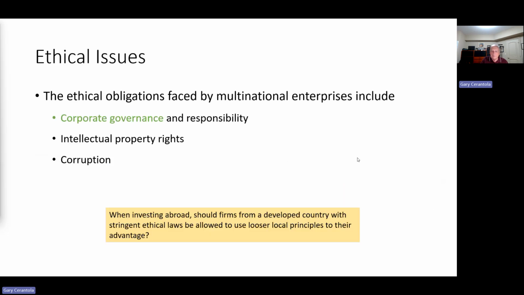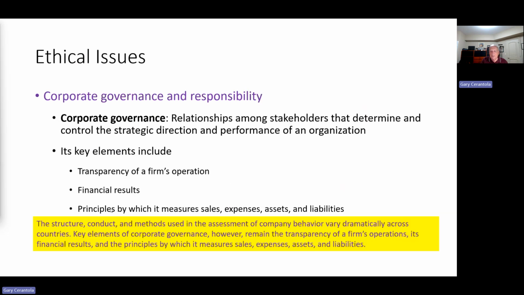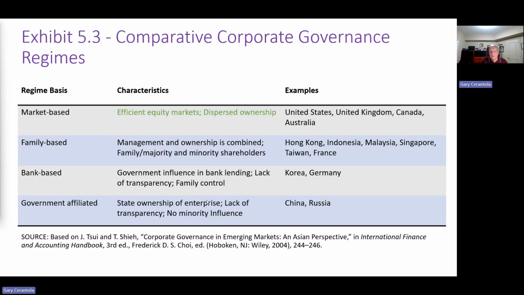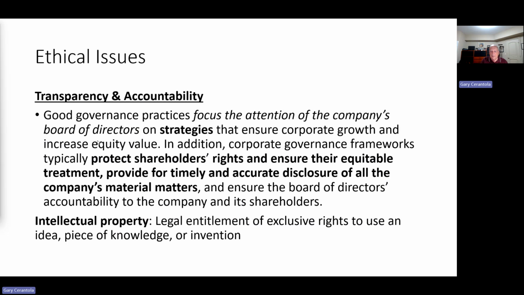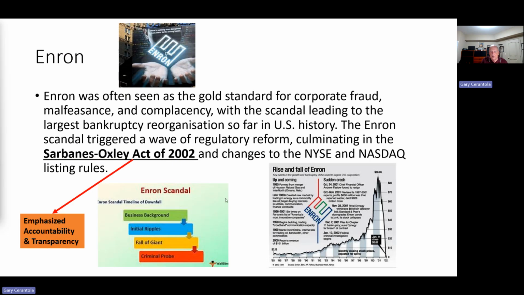And ethical issues, the ethical obligations faced by multinational enterprises include corporate governance and responsibility, intellectual property rights, and corruption. So those are key things that you need to really take a look at. And you can see some yellow highlighting here that you should understand is important. But it's all about transparency and accountability, and that's what's key.